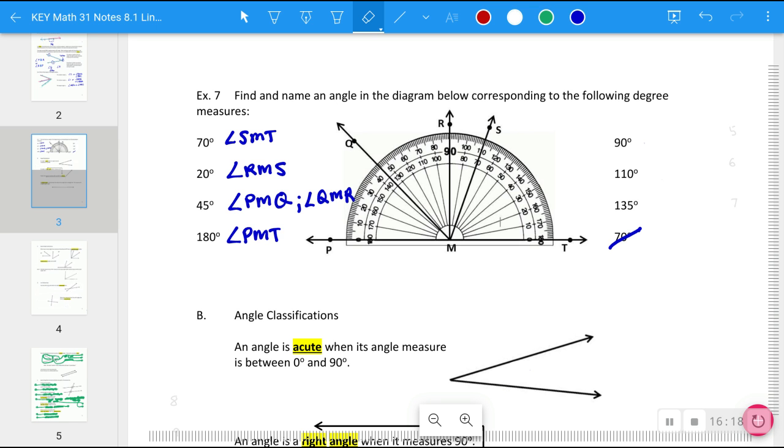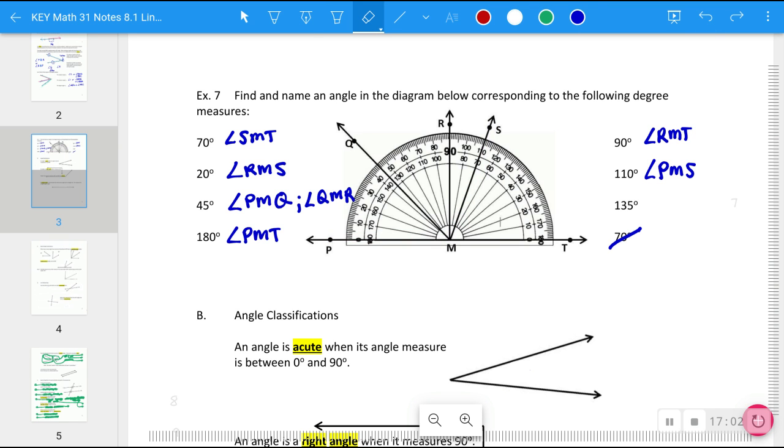Okay, a 90-degree angle, there are two choices. There's this one over here on the left, PMT, PMR, but there's one over here that's 90 degrees also, and that's RMT. Okay, RMT. And then there's an angle that's got 110 degrees, and I'll trace it for you. PMS there. It's 90 degrees to there and another 20 if you add that extra little section there. And so that takes you down to PMS.